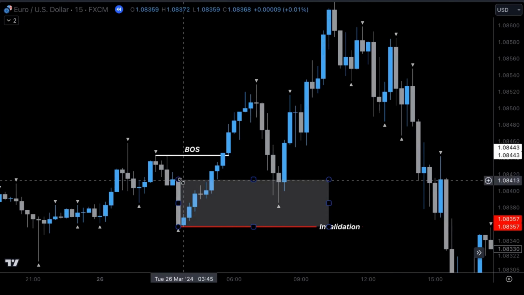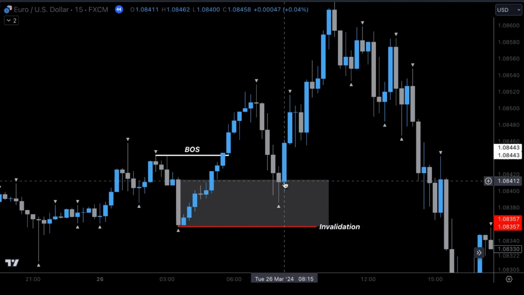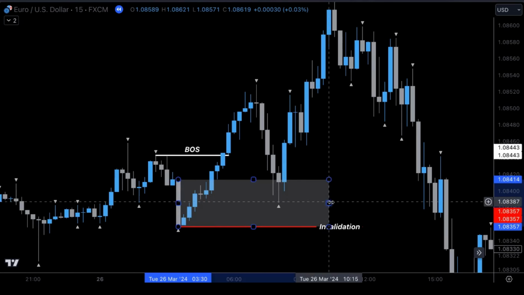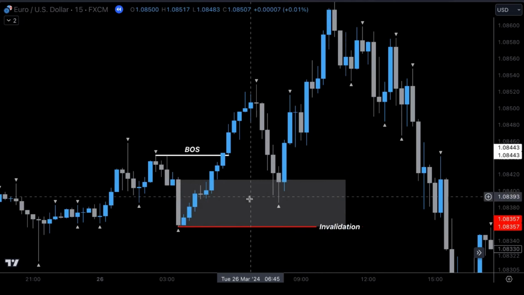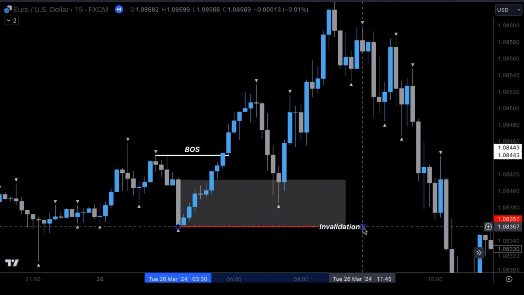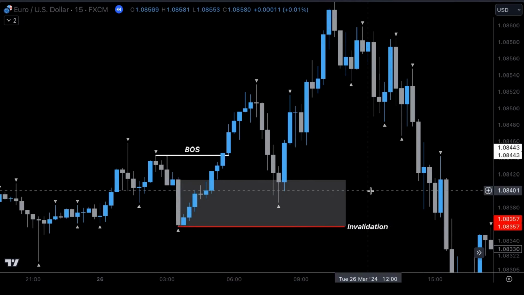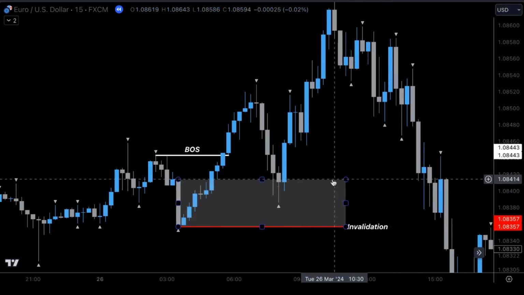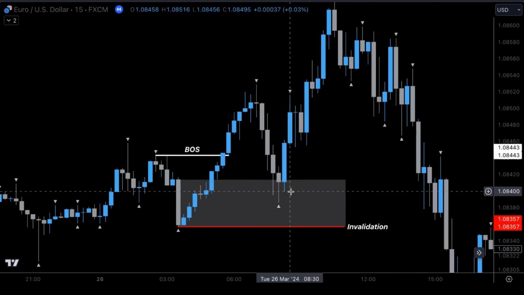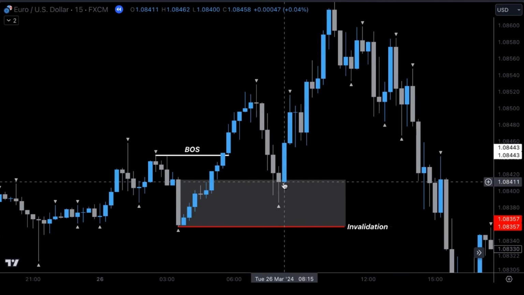I've marked that on in this gray area here. You can see that's from the candle. The last down candle here, we've marked that on and extended that across. So this is our order block, this gray shaded area, and this is the area where we're looking to get long on this market. That's step number two, identifying and marking on your point of interest, and this is simply your order block, which is the last down candle.